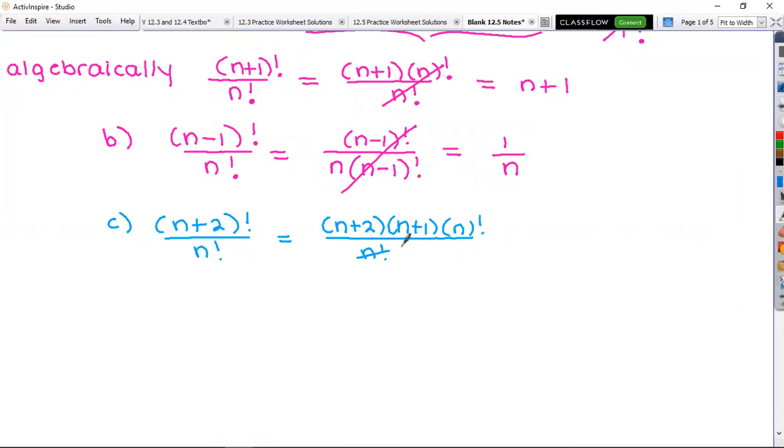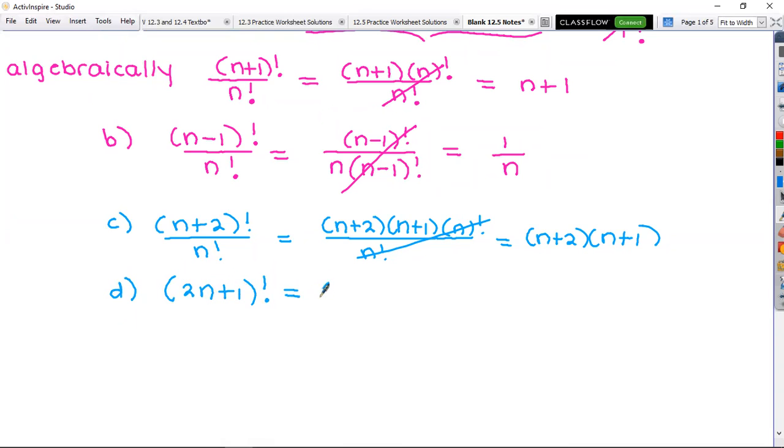There you go. Cancels. So I'm going to be left with n plus 2 and n plus 1. All right, here's another. This one I'm just going to say simplify. And again, you can write this out and you could extend it forever, obviously, because you don't know what n is here. So I'm going to say, what if you just simplify 2n plus 1 factorial?